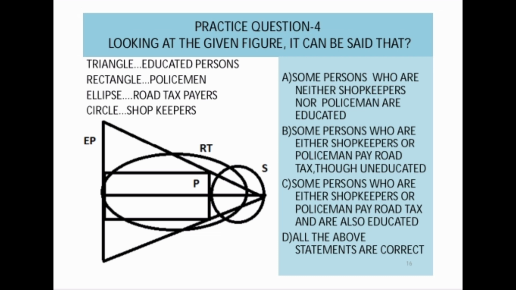So coming to today's last and final question, practice question 4. Looking at the given figure, what can be said? According to the diagram, triangle represents educated persons, rectangle represents policemen, ellipse represents road taxpayers, circle represents shopkeepers. You can observe the diagram on the left hand side and the options given on the right hand side. I will give you 25 seconds to solve this question.